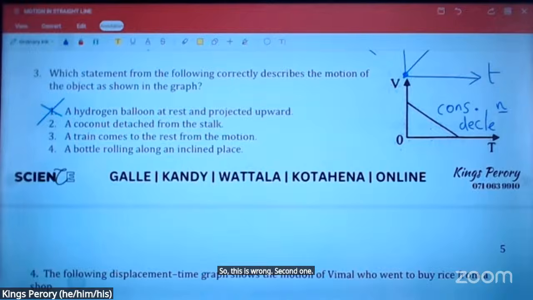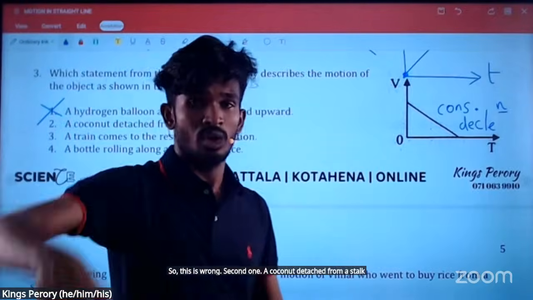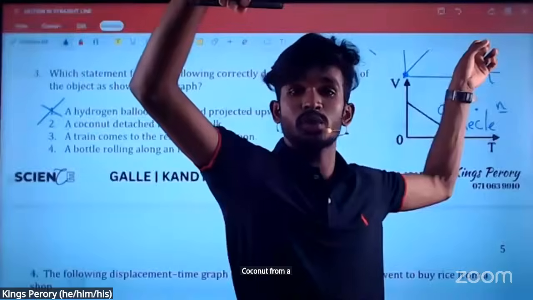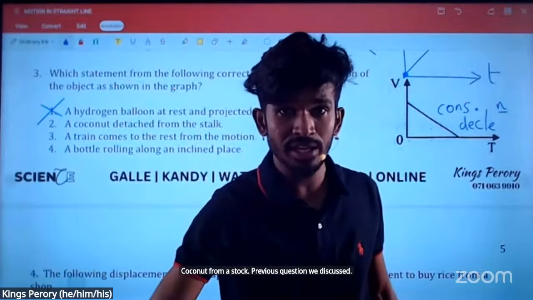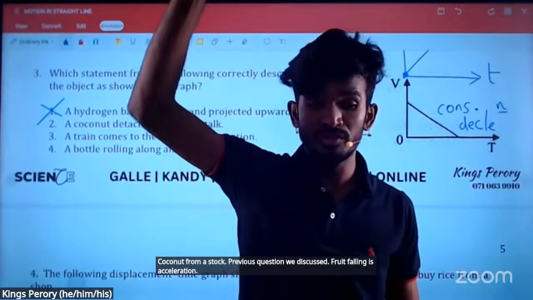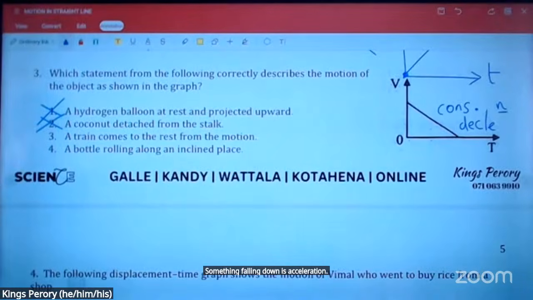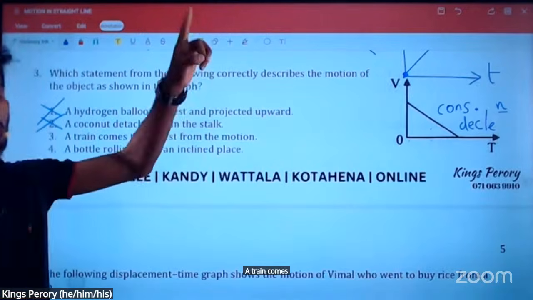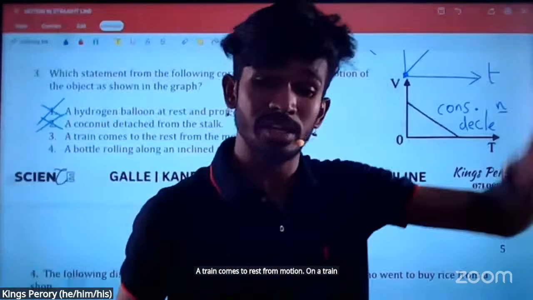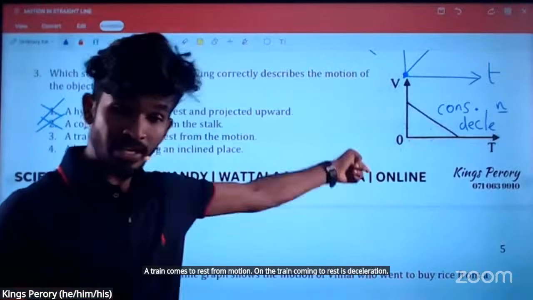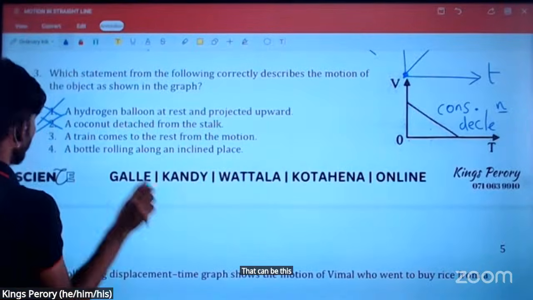Second one. A coconut detached from a stalk. Coconut from a stalk, we discussed in the previous question. Fruit falling is acceleration. Something falling down is acceleration. Second one is also acceleration. Wrong. A train comes to rest from motion. A train coming to rest is deceleration. That can be this.